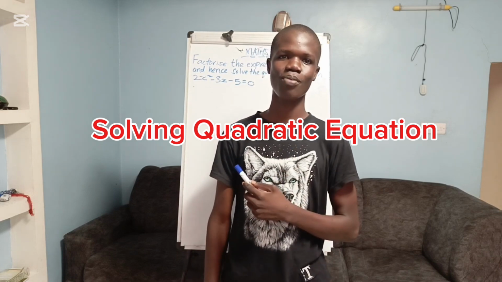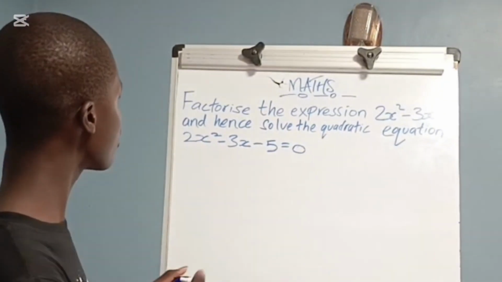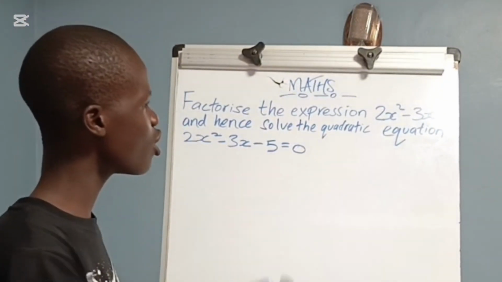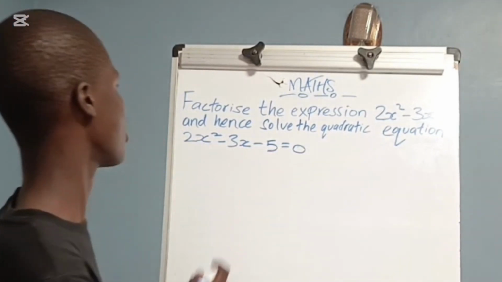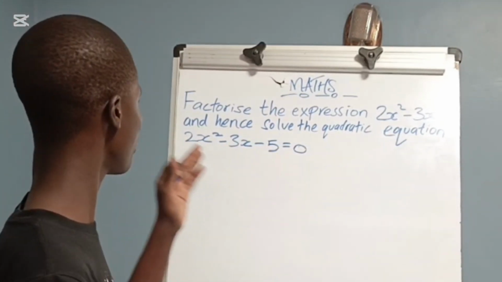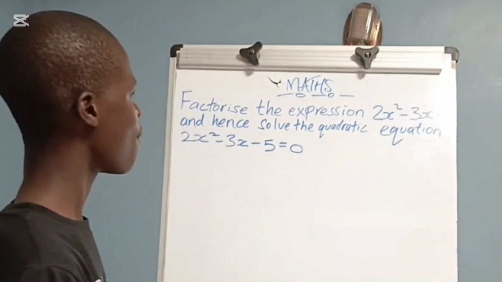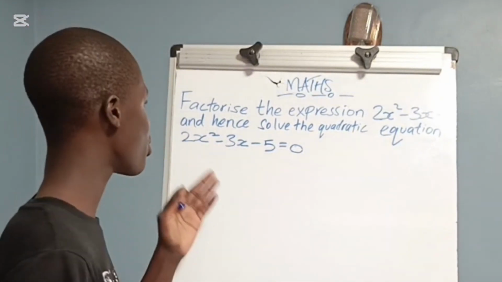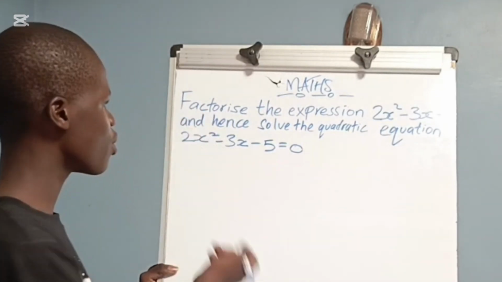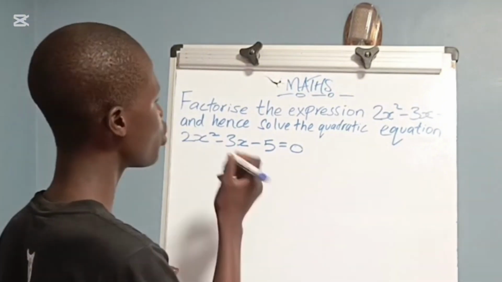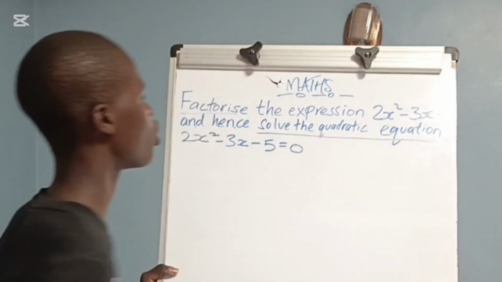I want to teach you how to solve a mathematical equation on the topic quadratic expression. As you can see at the board, the question reads: factorize the expression 2x squared minus 3x minus 5 and hence solve the quadratic equation 2x squared minus 3x minus 5 is equals to 0. Before we start, I would like to analyze the equation. As you can see, this question is based on two things: to factorize and to solve the quadratic equation.